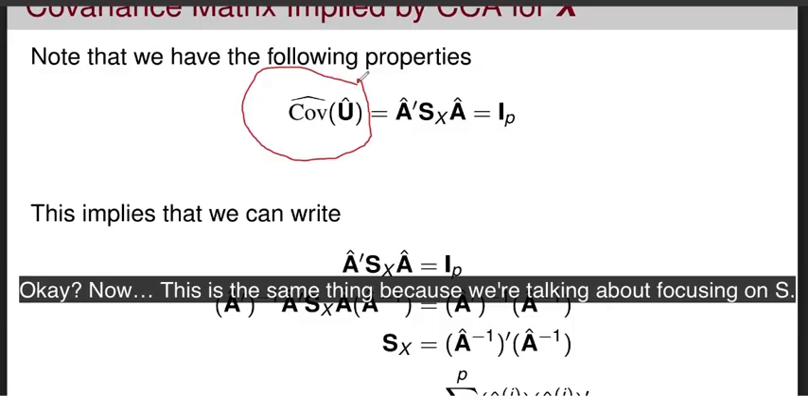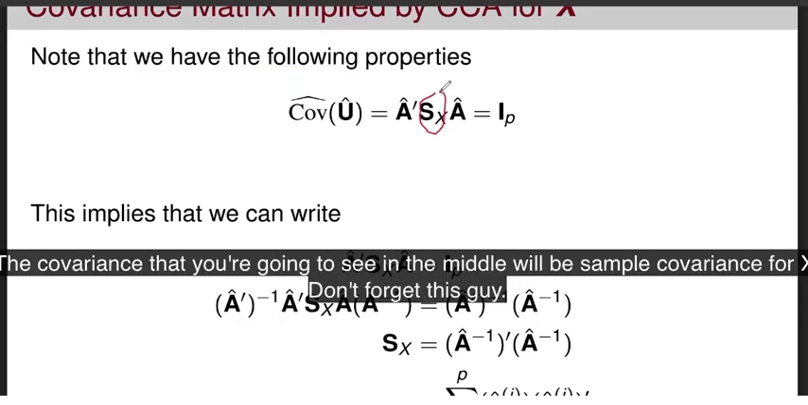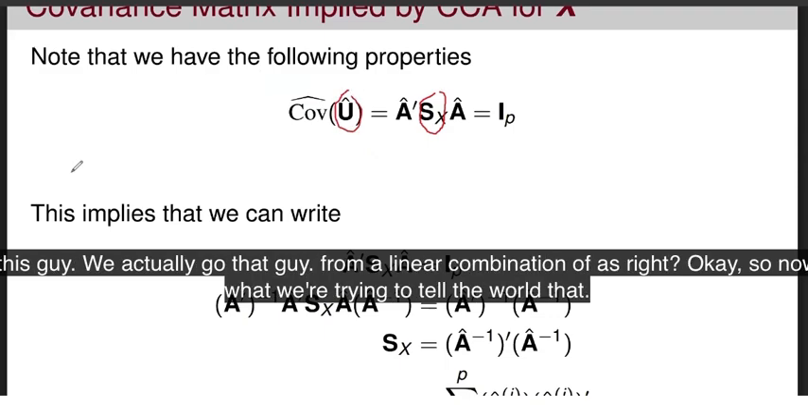Okay. Now, this is the same thing because we're talking about focusing on S. The covariance that you're going to see in the middle will be sample covariance for X. Don't forget this guy, we actually got that guy from a linear combination of Xs, right?